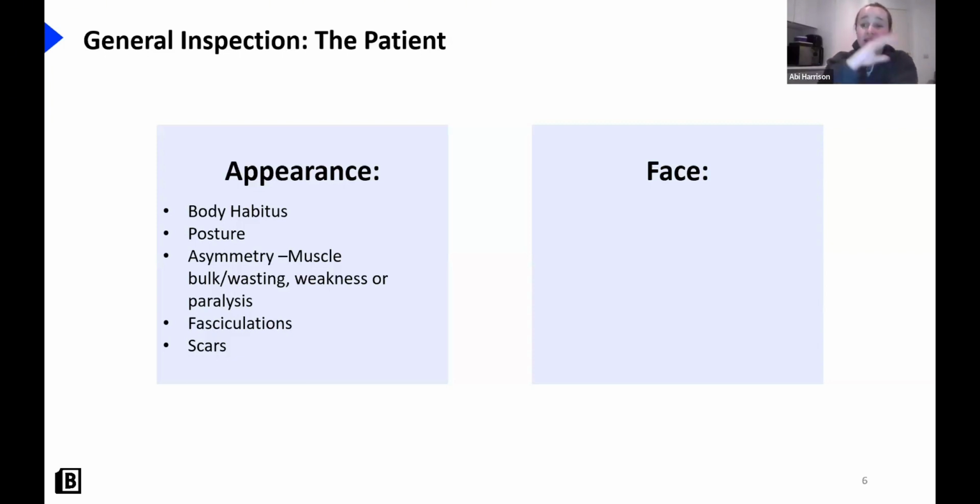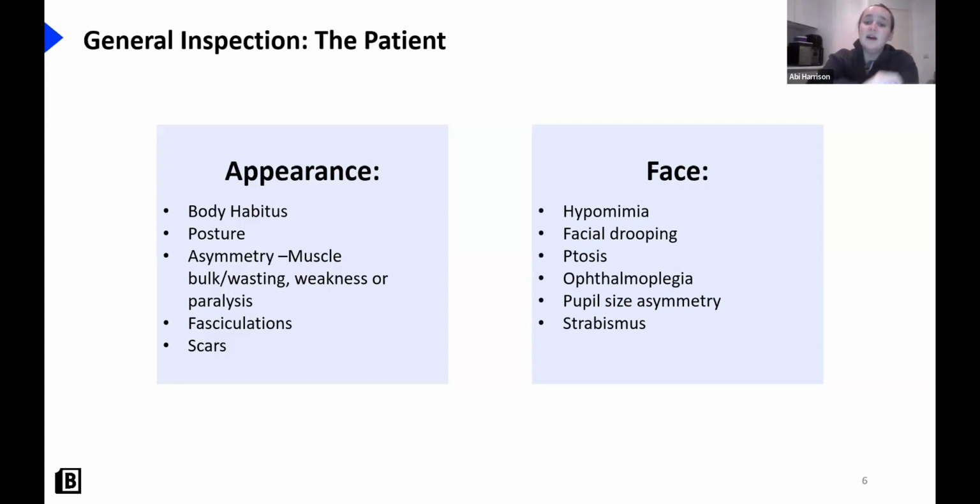So then I always think about moving to the part of the body that I am examining. So in cranial nerves, that is the face. So do they have any hypomimia or minimized facial expressions? And that's really commonly associated with Parkinson's disease. Do they have any facial drooping on one side? That could be a stroke, or it could be a cranial nerve palsy. Do they have any ptosis or drooping of the eyelid? Again, commonly associated with a cranial nerve 3 palsy.